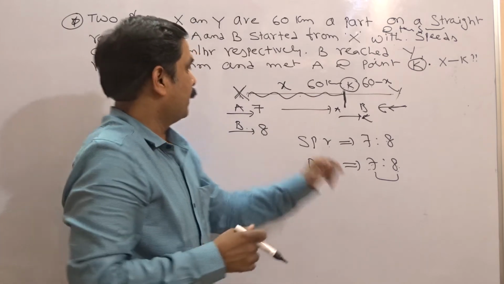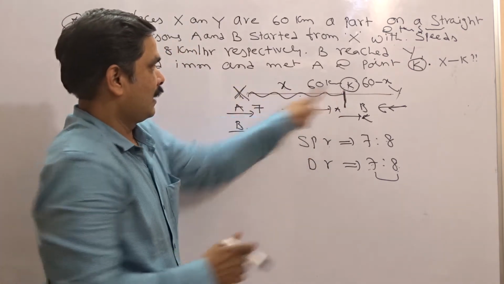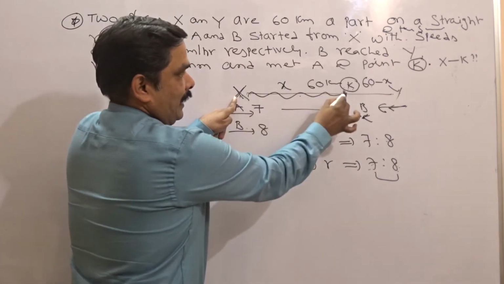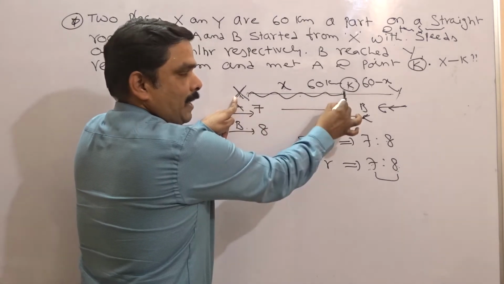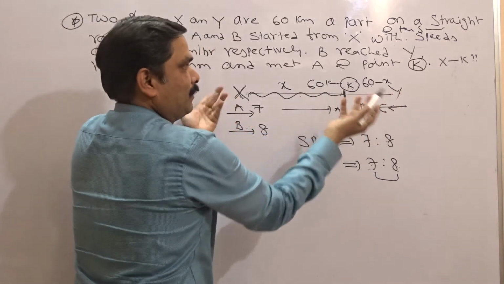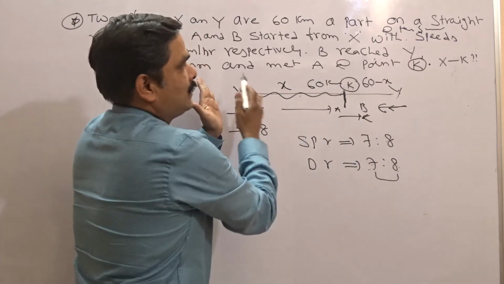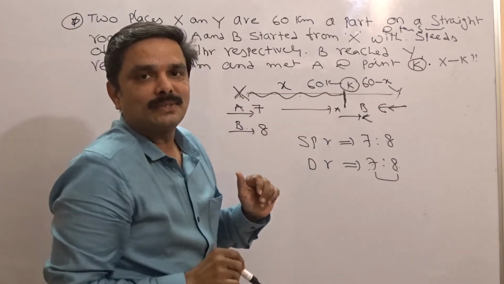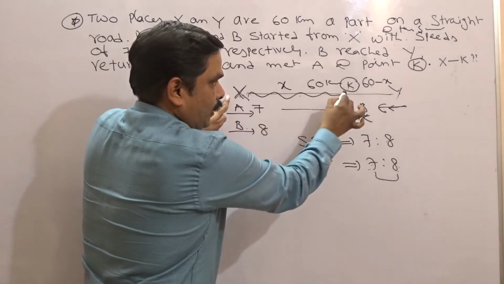The reason is simple. The distance from X to K, from here to here, was traveled by A as well as B, right? Then B went to this extent, Y. Again he came back. What does it mean? A and B together traveled this distance 2 times. That is, from here to here, A and B.